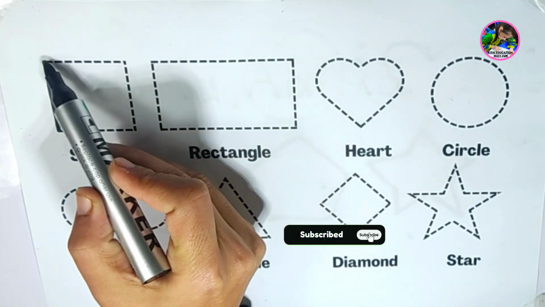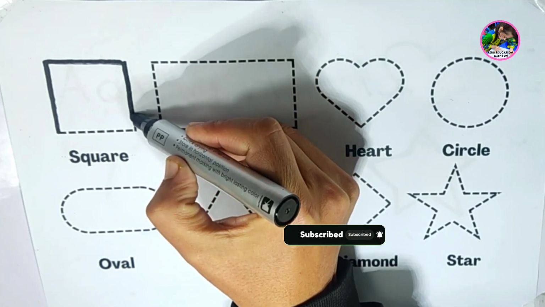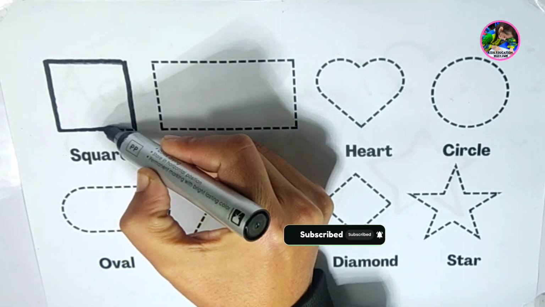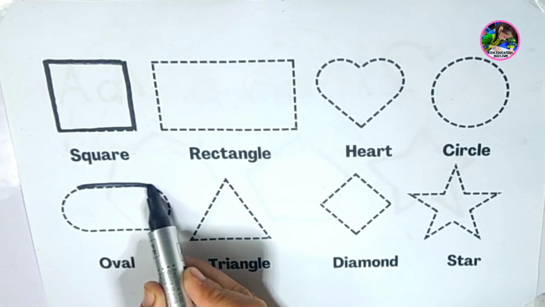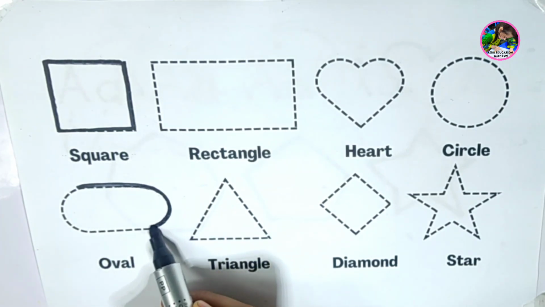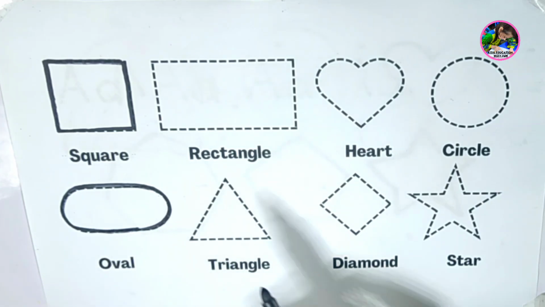Black color. Square, this is square, and this is oval shape. We are drawing oval shape. Oval shape.